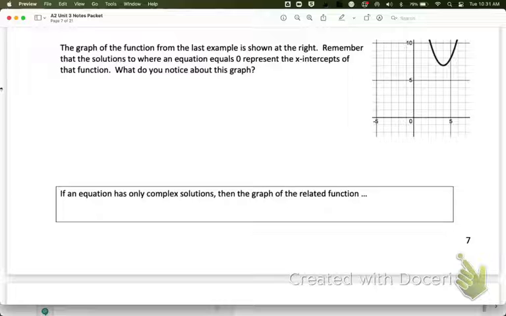If an equation has only complex solutions, then the graph of the related function has no x-intercepts. Again, we're always connecting this back to the idea of the functions and what we know. So if I see a graph that doesn't cross the x-axis, I know that if I find the zeros, they're going to be imaginary zeros every single time. Okay? So that is the only extra thing we're adding today, is that your equations might have imaginary solutions. And that is where we're going to stop for today.